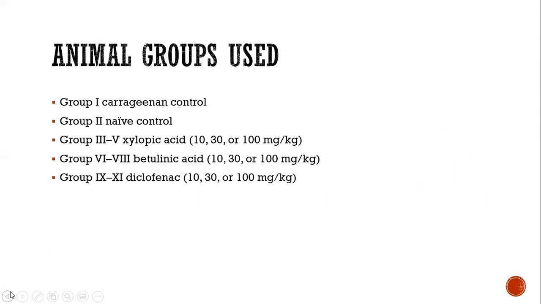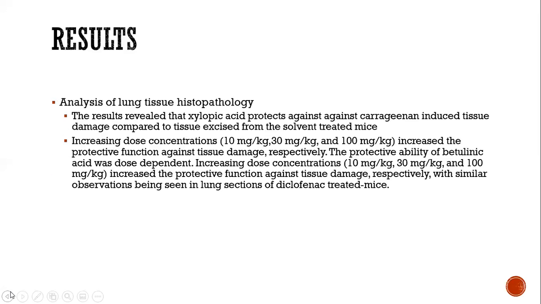The animal groups used will be: those mice which are given the carrageenan but not the test compounds; then group two, those which are not given anything, neither carrageenan nor the test substances, and are only administered Tween 80 in distilled water. Then the next group will be administered only xylopic acid, then the next only butylenic acid, and then the last group will be administered diclofenac, the standard anti-inflammatory drug against which the activity of the different compounds is being assessed.